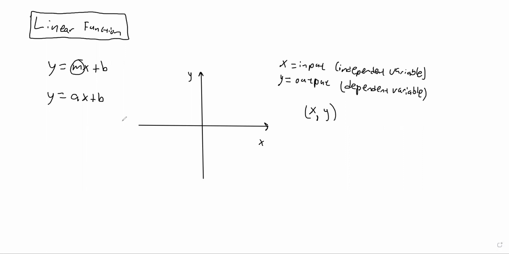Okay, so now we know what y and x are, but what are m or a, and what is b? Well, m is going to be the slope, and you calculate that using rise over run. And b is the y-intercept. And there you could also write it a, put in parentheses a. b is the y-intercept.